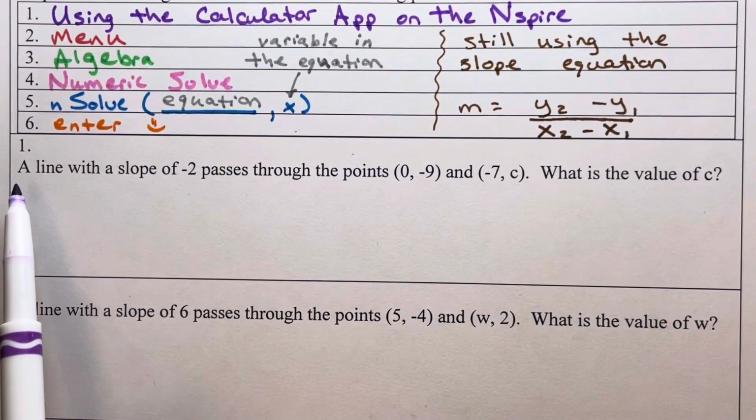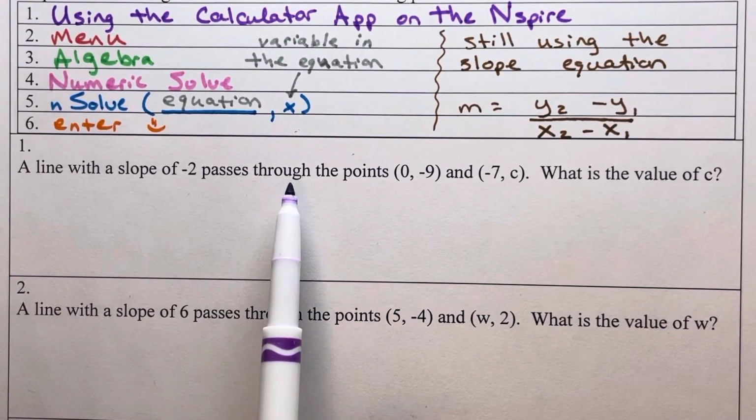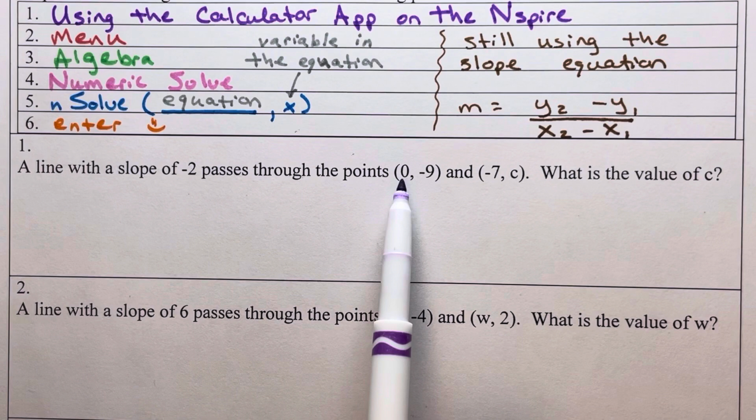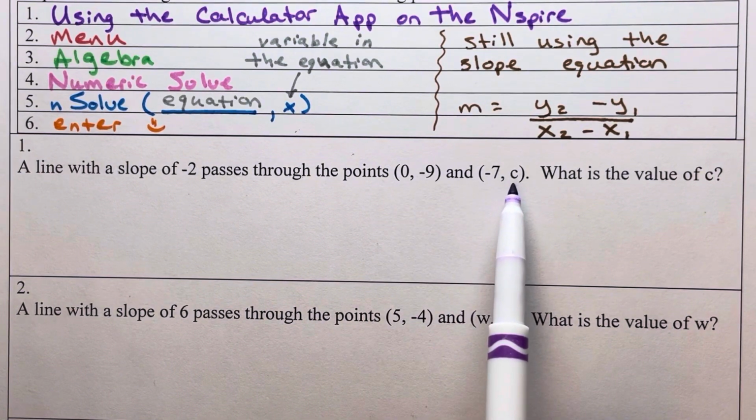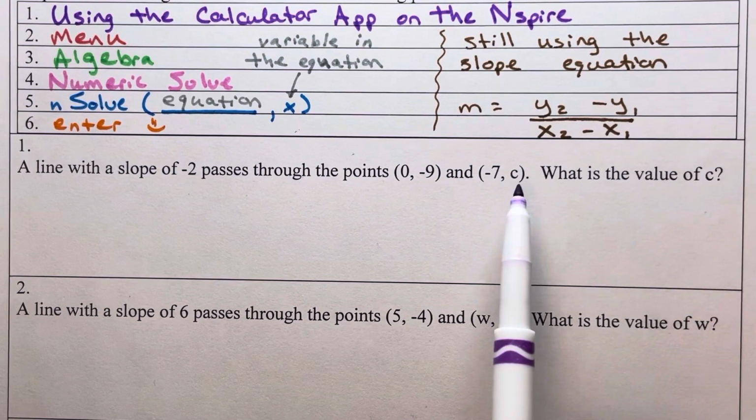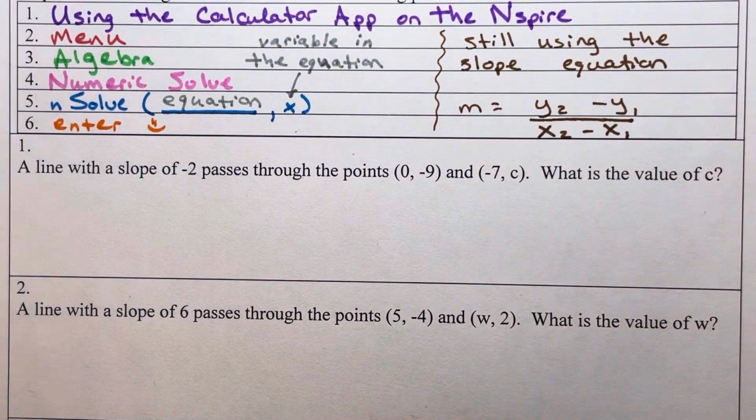In example 1, a line with the slope of -2 passes through the coordinate points (0, -9) and (-7, c). We have to determine the value of c. Do yourself a quick favor and let's label our numbers.